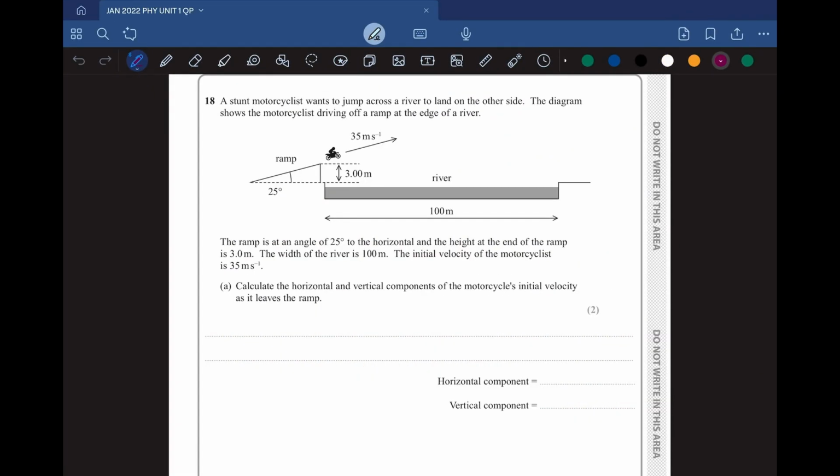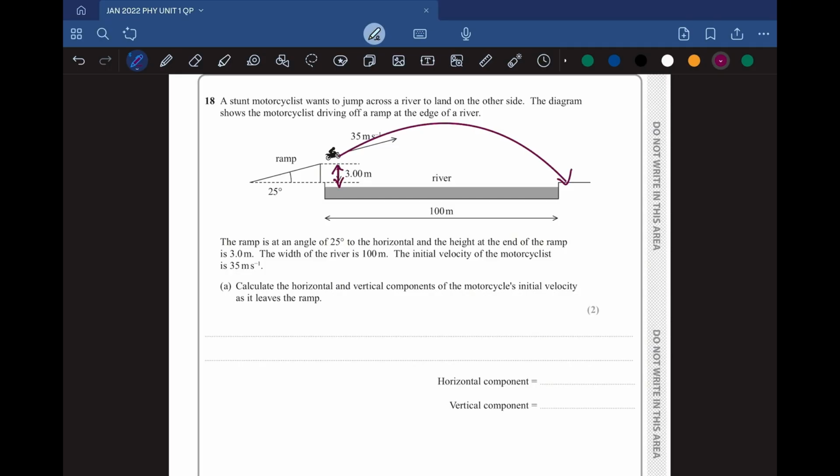Alright guys, so now let's solve this question. It says a stunt motorcyclist wants to jump across a river to land on the other side. So basically he wants to land on the other side of the river rather than falling into the river. The diagram shows the motorcyclist driving off a ramp at the edge of a river. The ramp is at an angle of 25 degrees to the horizontal, as you can see, and the height at the end of the ramp is 3 meters. The width of the river is 100 meters. So this 3 meters is the height of the ramp.